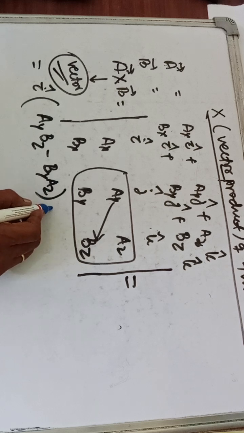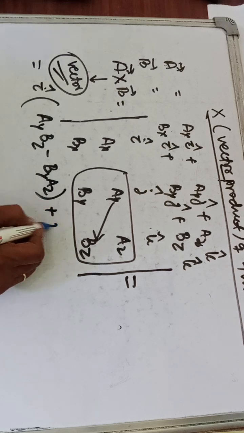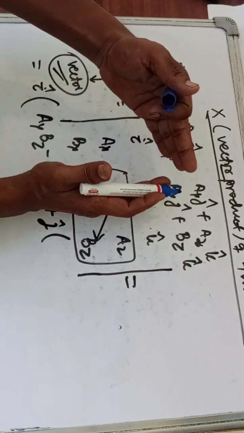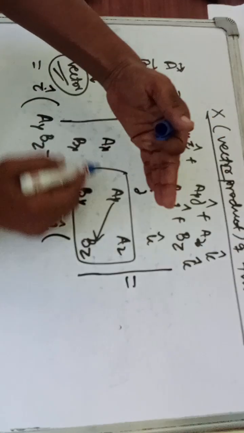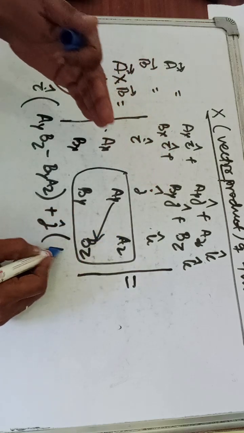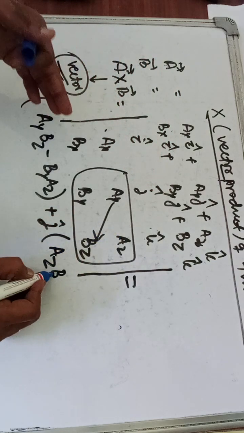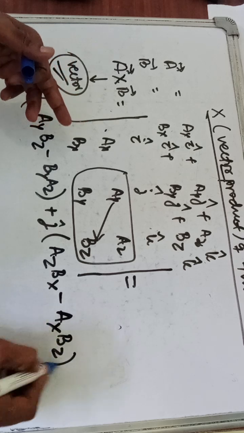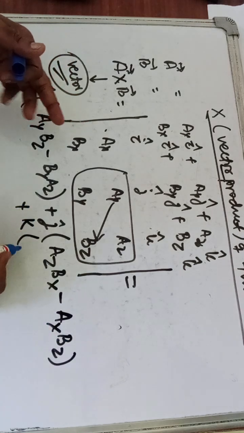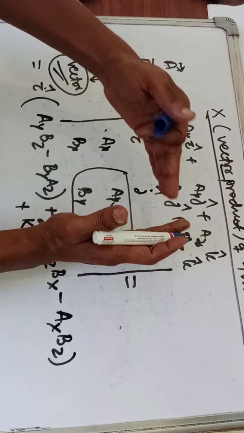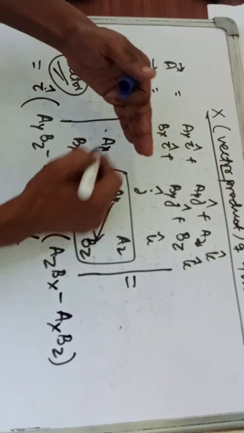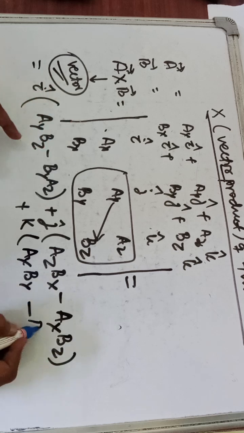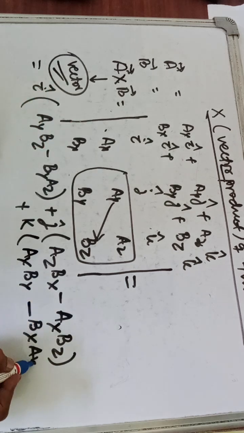Next is plus J. We have to hide this column and row containing J. Then we'll have this and this, then AZ BX minus AX BZ. Plus K times, again we have to hide this row and column, we'll have AX BY minus BX AY.